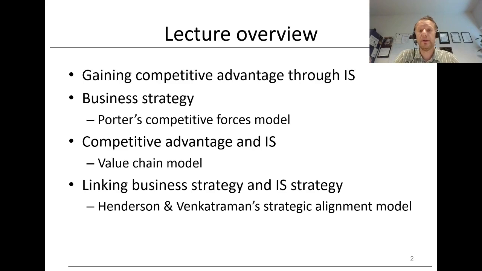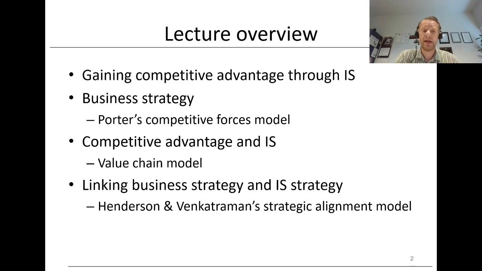First, we will extensively discuss how to gain competitive advantage by means of information systems, or ICT, Information and Communication Technology. Next, we will zoom in on the concept of business strategy. We will do this by discussing Porter's competitive forces model, a model that was suggested a few decades ago, but which is still very relevant nowadays.